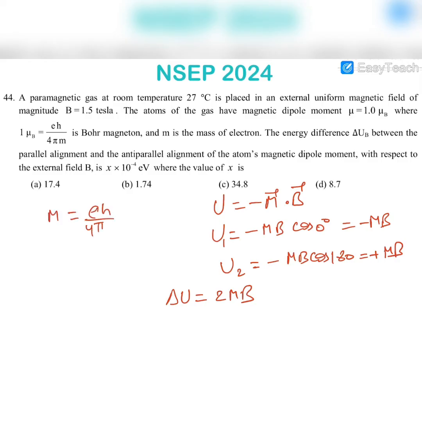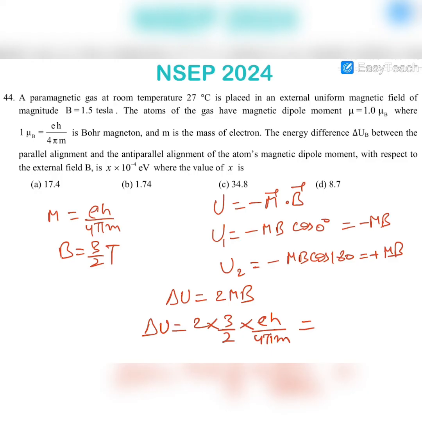And m will be equal to eh by 4 pi m, the magnetic moment, and b is 3 by 2 Tesla. So delta u will be equal to 2 into 3 by 2 Tesla into m, which is eh by 4 pi m, where m is the mass of the electron. This value will be approximately equal to 1.74 into 10 raised to power minus 4 eV. So the answer will be option B.